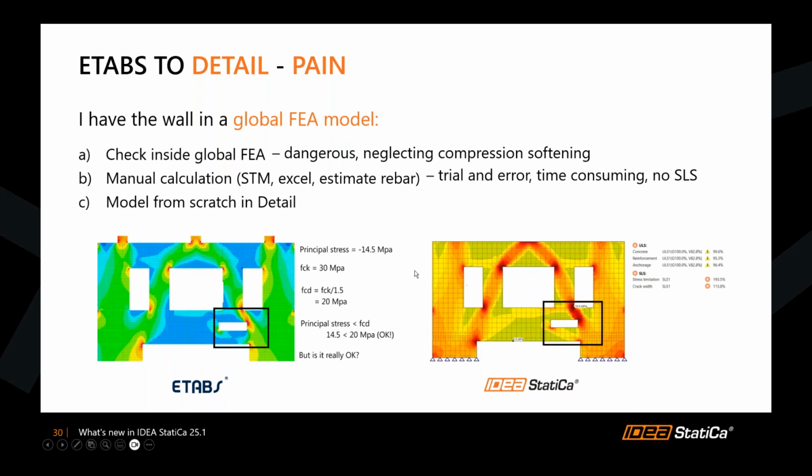Next, we have a manual calculation, which is strut and tie, which is a very good method, or Excel, or maybe estimating rebar using stresses. Well, there is a lot of trial and error in these methods. Of course, it's time consuming, and there's no SLS result, such as crack width, which is quite an important result. Or option C, maybe you can model from scratch in Detail, which is what people were doing before we had this workflow. Of course, it is time consuming because you have to see what force to import again, create the geometry, and so on, and of course it's prone to error.